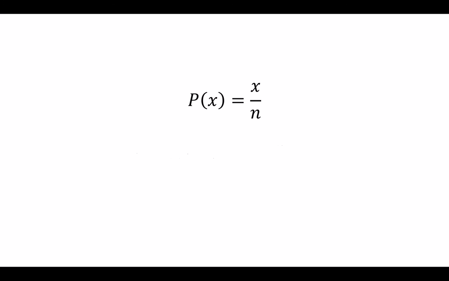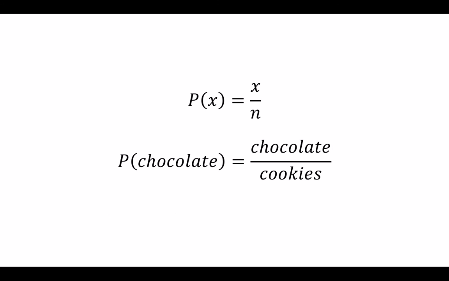So we're just going to take that information and plug it into our formula. So we've got probability of getting a chocolate chip cookie over total types of cookies, which is going to be 4 over 12, which is going to come down to be 0.33 or 33%.